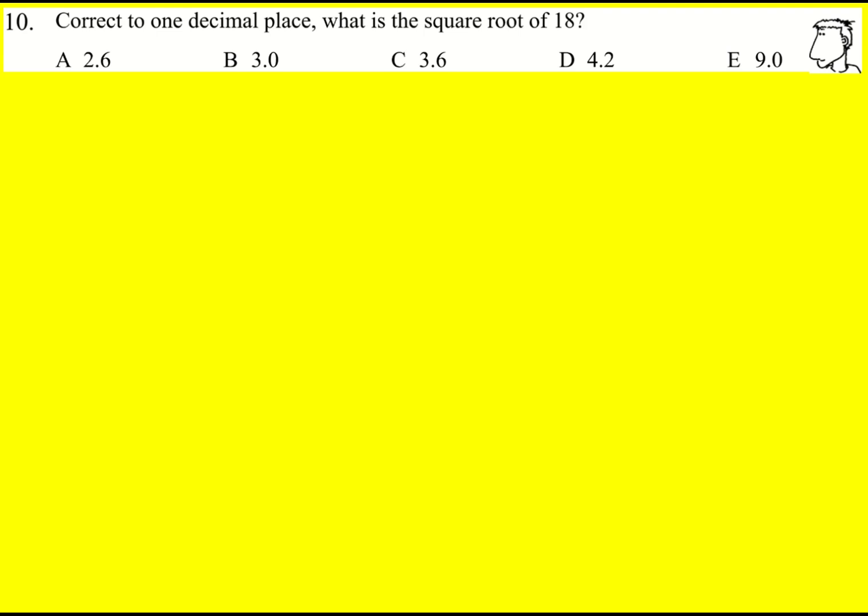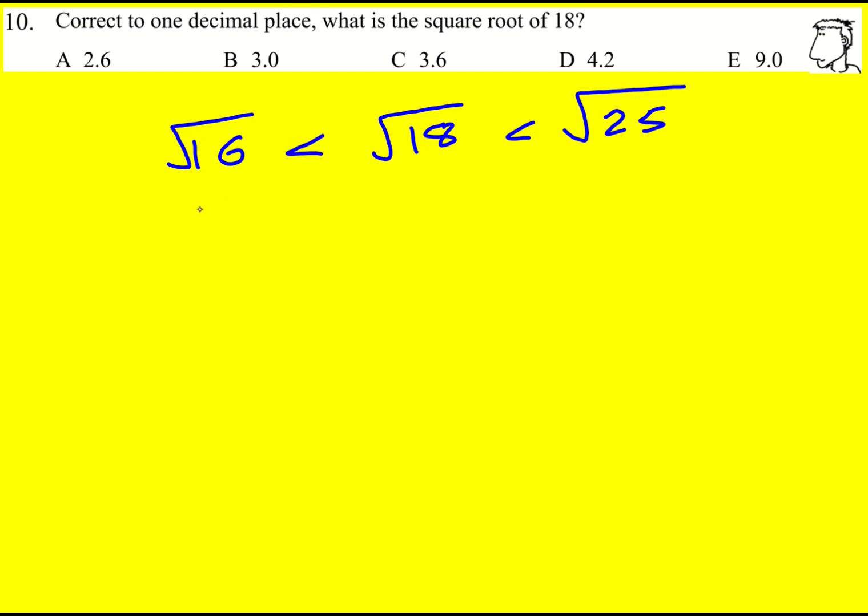Correct to one decimal place, what is the square root of 18? Well, let's find some square numbers above and below. So the square root of 25 is the square number, then I'm going to square root it. I know that's bigger than the square root of 18. And then below is going to be the square root of 16, the next square number below 25. And then we can clearly see that root 18 is going to be greater than 4, but less than 5.